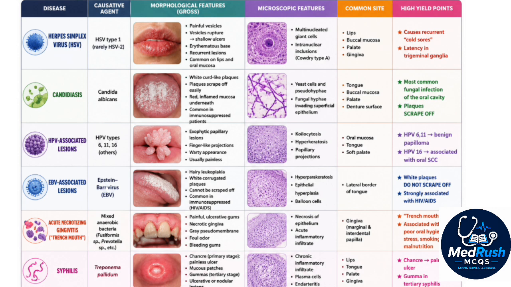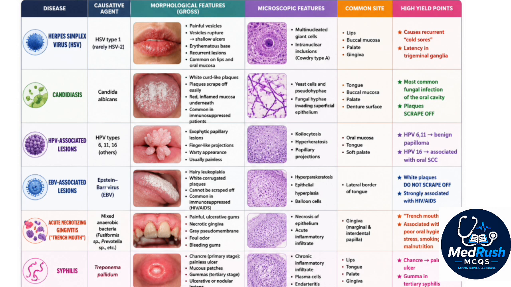Next is oral candidiasis caused by Candida albicans. It appears as white curd-like plaques that can be scraped off easily, leaving an erythematous surface underneath. Histology shows fungal hyphae invading the superficial epithelium. It is the most common fungal infection of the oral cavity.